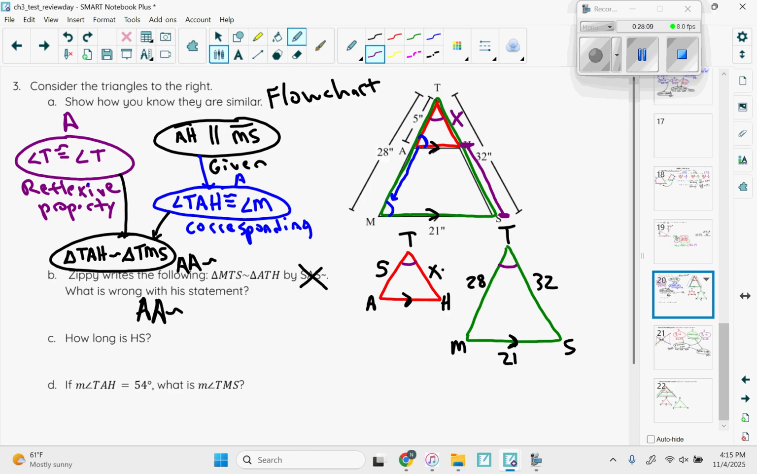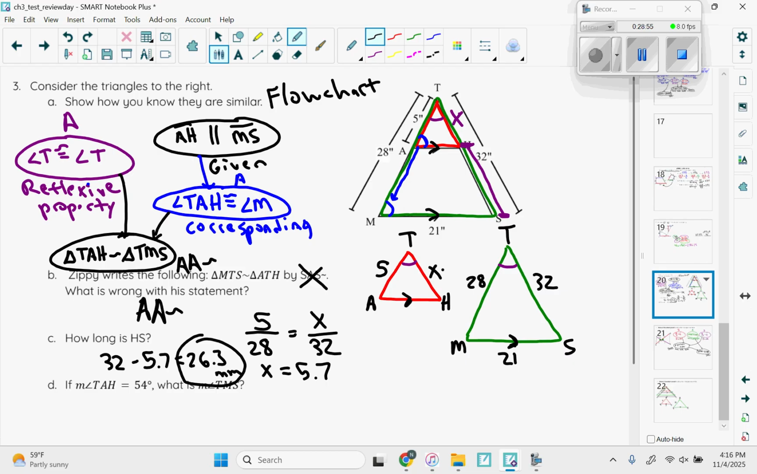Again, 5 on the little triangle corresponds with 28 on the big triangle. And X corresponds with 32. And when you solve this proportion, you will get X is 5.7. Again, that's not my answer. HS, I need to take 32 minus TH, which is 5.7, and I get an answer of 26.3 millimeters.